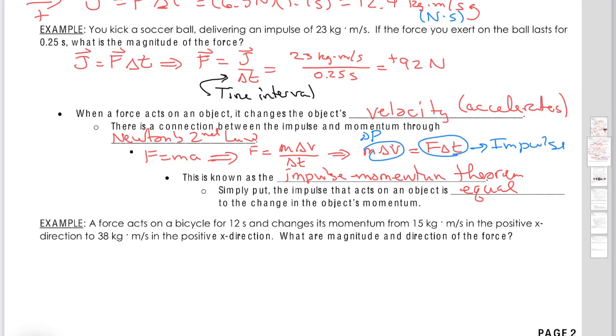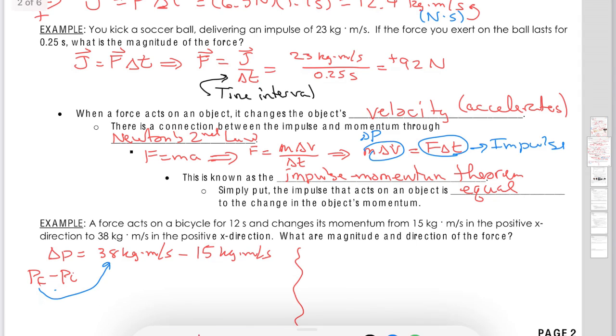Okay, so there are really two ways to attack this problem. The first thing you can do is find the change in momentum, because they actually just give you those numbers. Remember, change in is final minus initial, and so our final momentum was 38. All right, so P final is 38. Our initial momentum was 15. And so all we really need to do is subtract those two. And so our change in momentum is going to be 23 kilograms times meters per second.